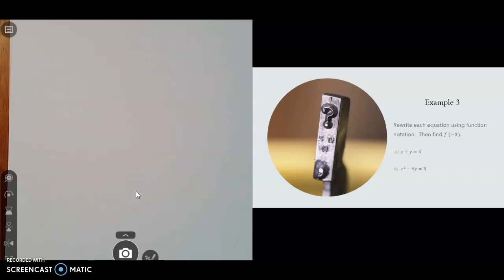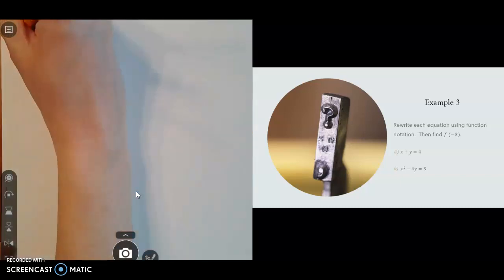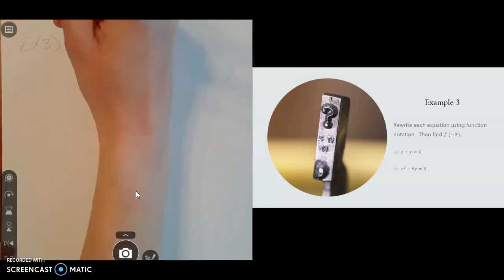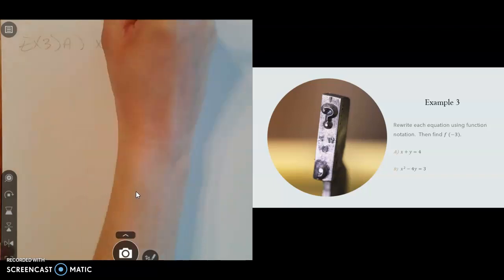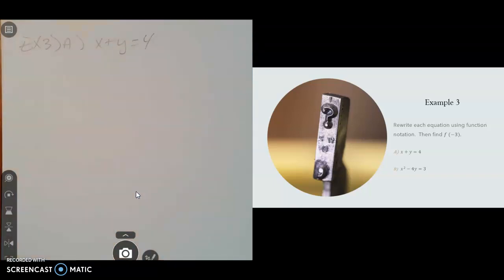Welcome back to section 9.2. The next thing we're going to do is rewrite equations using function notations and then find specific values. So the first equation I've got for you in example 3 is x plus y equals 4. You'll notice it's not in function notation yet. It's not f of x equals something.